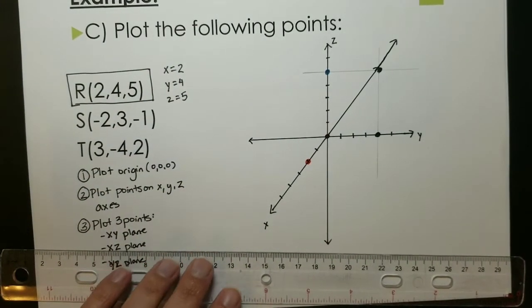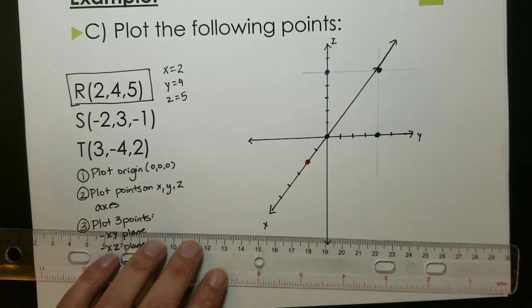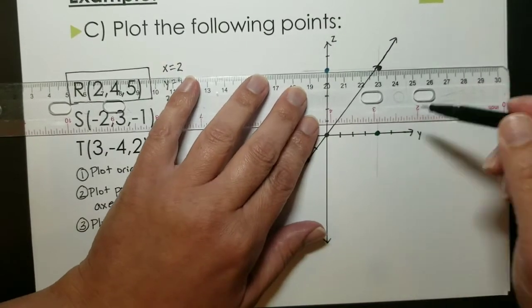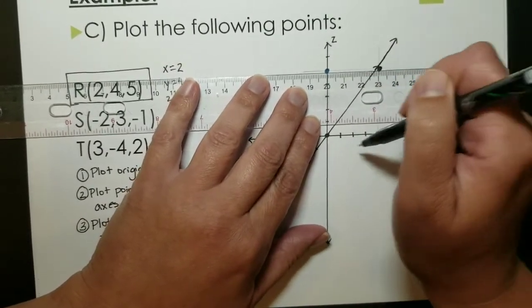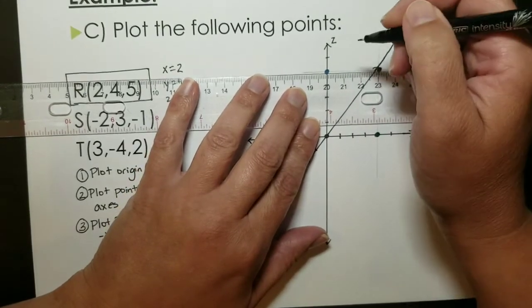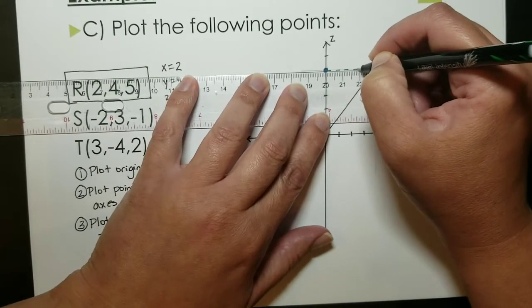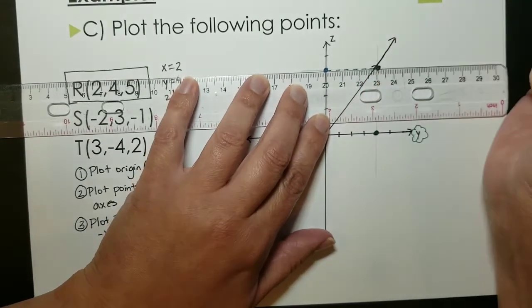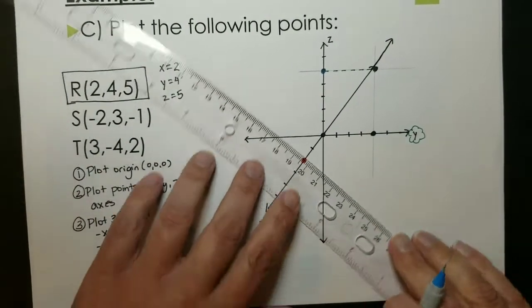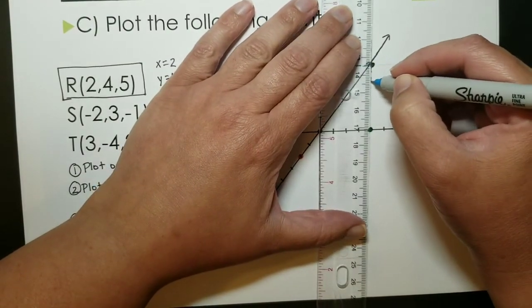Now I can put dotted lines in here, and this dotted line is going to be in green because it's color coded according to that other diagram. That's going parallel to the y-axis, which is labeled in green. And then this vertical line is parallel to the z-axis, which is our blue.